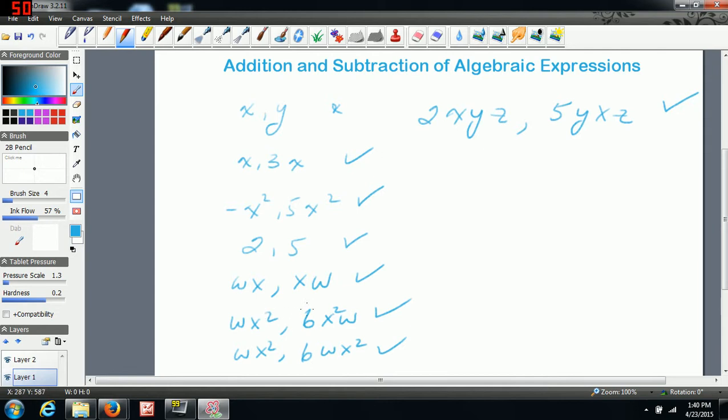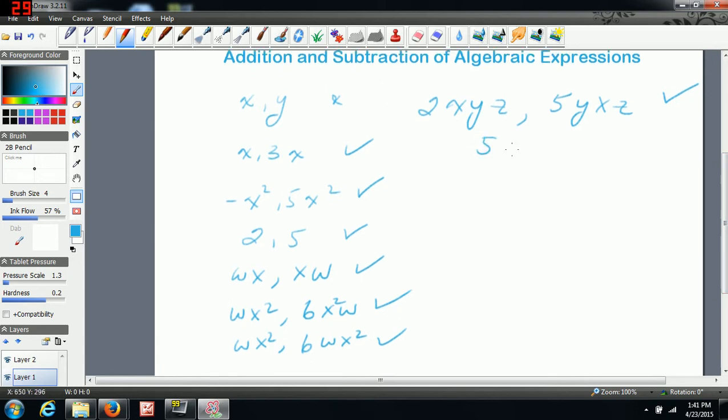And a number being attached in front of 1 does not mean that it's not like this, because there's actually a 1 here. So if I was adding these two in algebra, I would be able to add them or subtract them, okay? So that's a little bit about like terms.